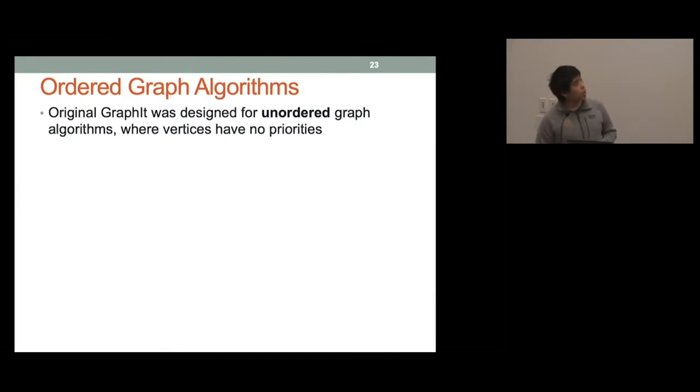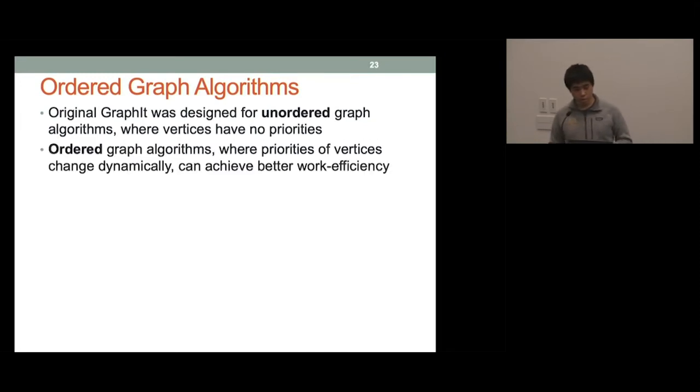Okay, so I talked about the original GraphIt system just now. Recently, we've extended GraphIt to support what's called ordered graph algorithms. The original GraphIt was designed for unordered algorithms where the vertices don't have any priorities on them. On every iteration, it doesn't matter what order we process the vertices, and the answer is still going to be correct at the end. But for certain graph problems, there are ordered parallel graph algorithms where we maintain priorities on the vertices dynamically. These ordered graph algorithms can achieve better work efficiency and, as a result, better performance in practice.